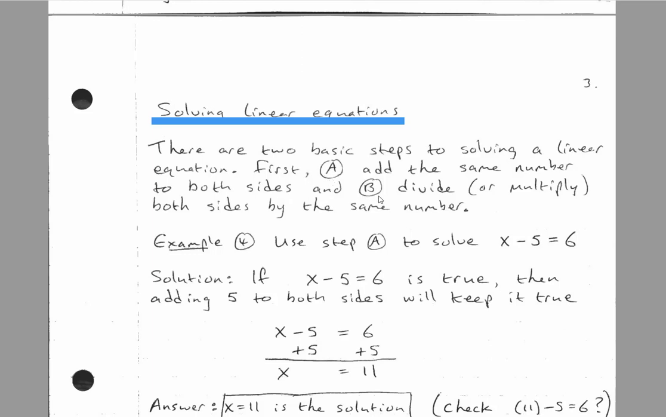And there are 2 steps. Step A is to add the same number to both sides. We'll see what's a good number to use. And then step B is to divide or multiply both sides by the same number.